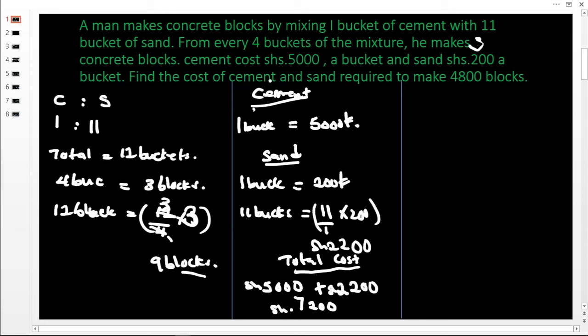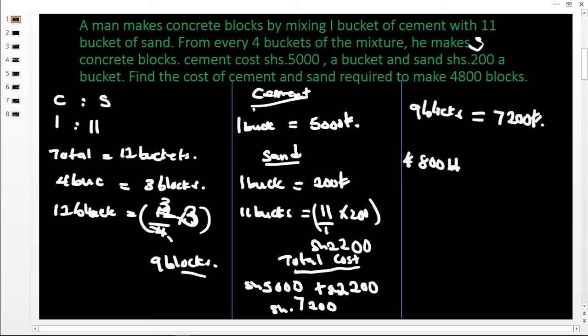Find the cost of cement and sand required to make 4,800 blocks. Now we are comparing blocks and money. Remember, we have already known that 9 blocks cost this man 7,200. Let us start from there as our leading statement. So 9 blocks here cost the man 7,200 shillings. Then how many blocks are we looking at?